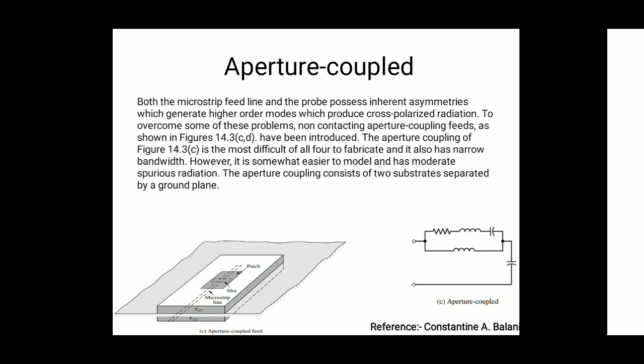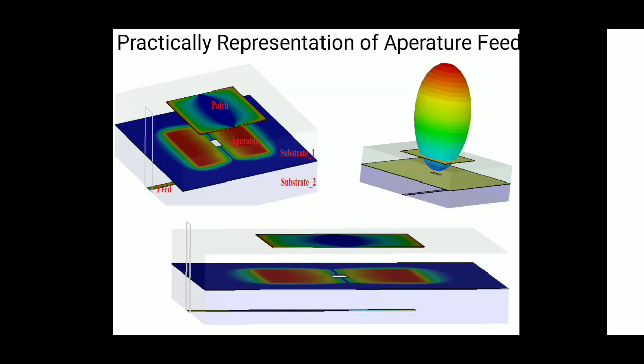So you can see that this is the equivalent circuit of the aperture feed line. Okay. And in this case we use two types of dielectric material, Er1 and Er2. So this is the practical representation of the aperture feed.